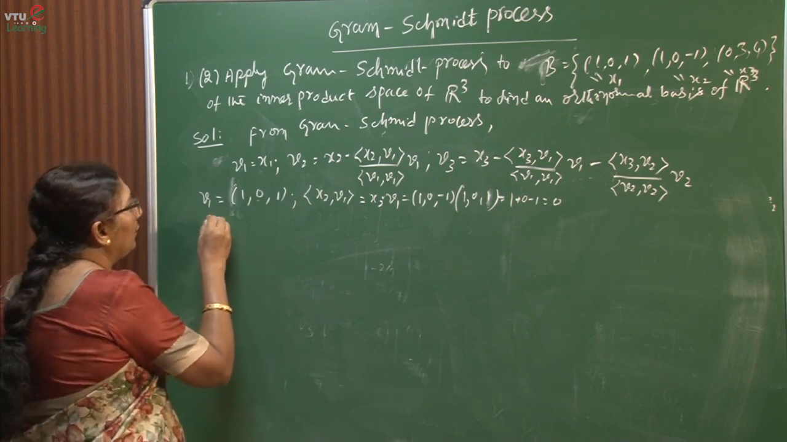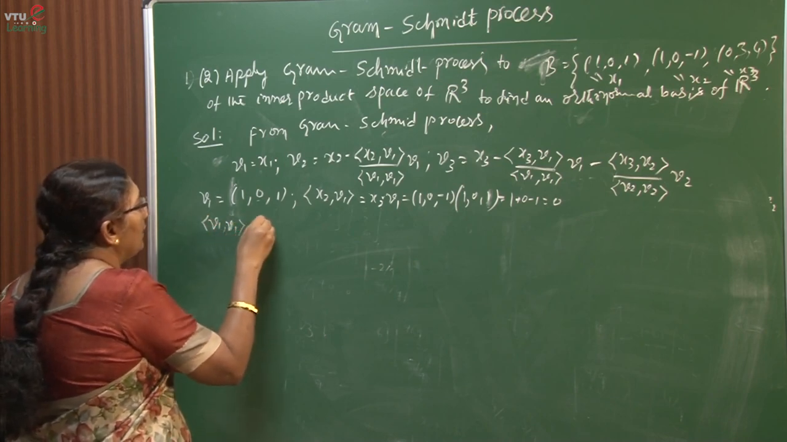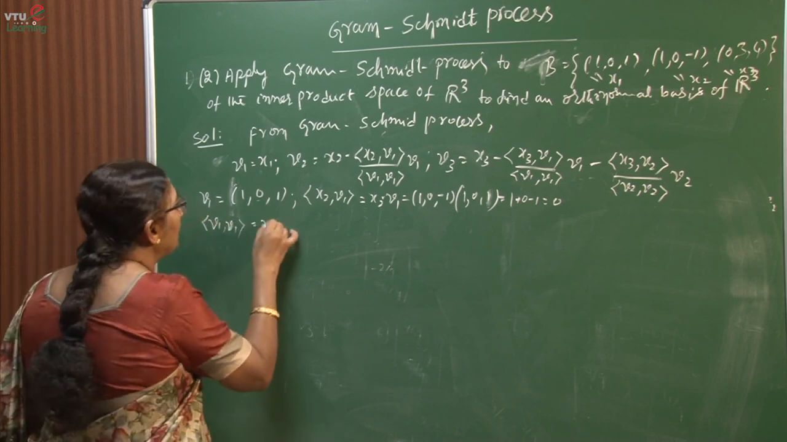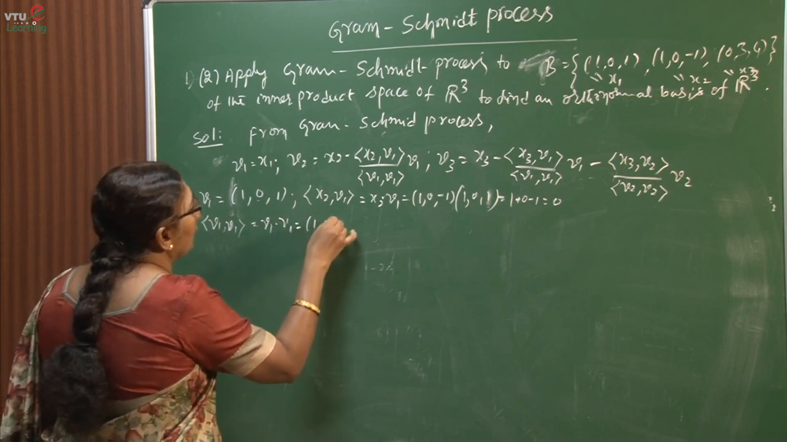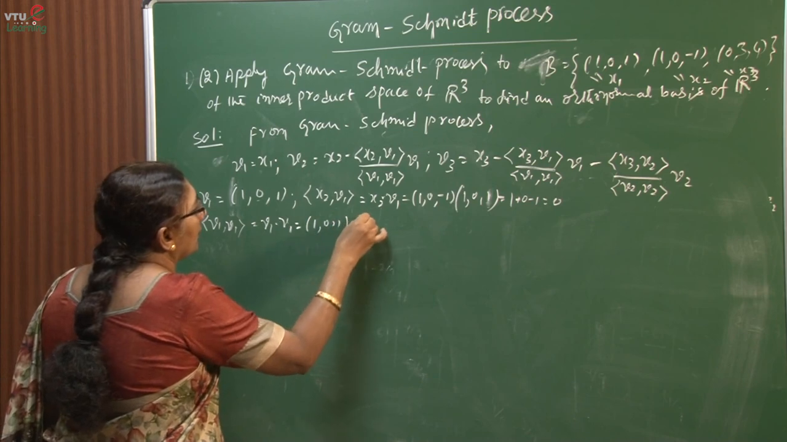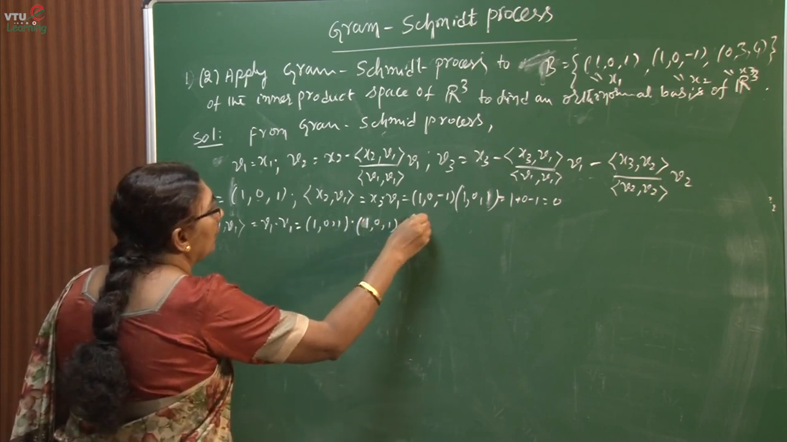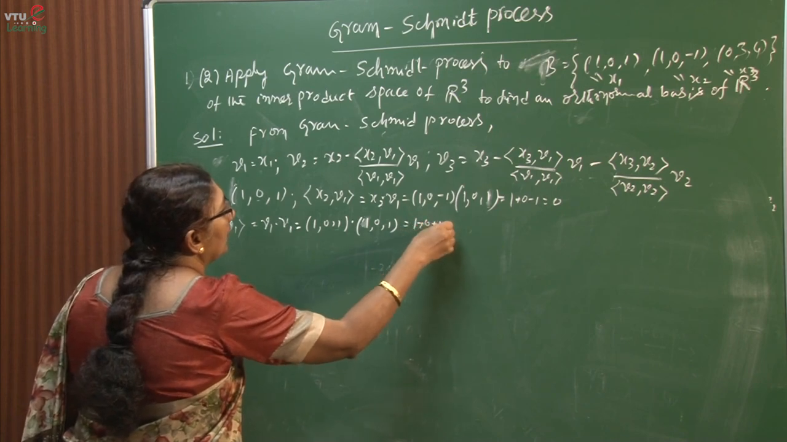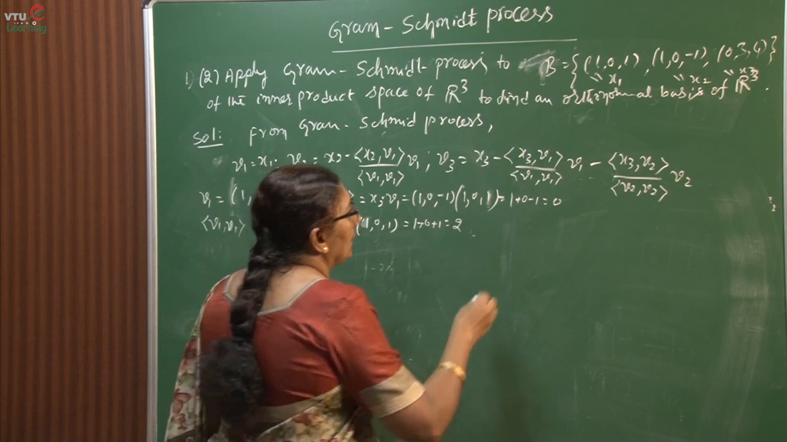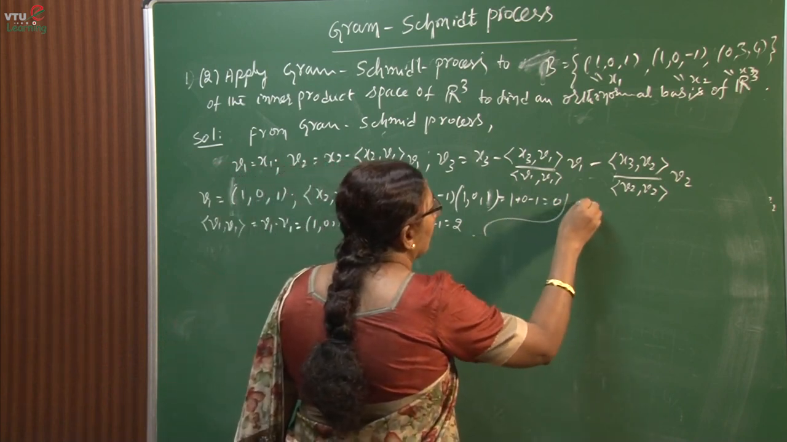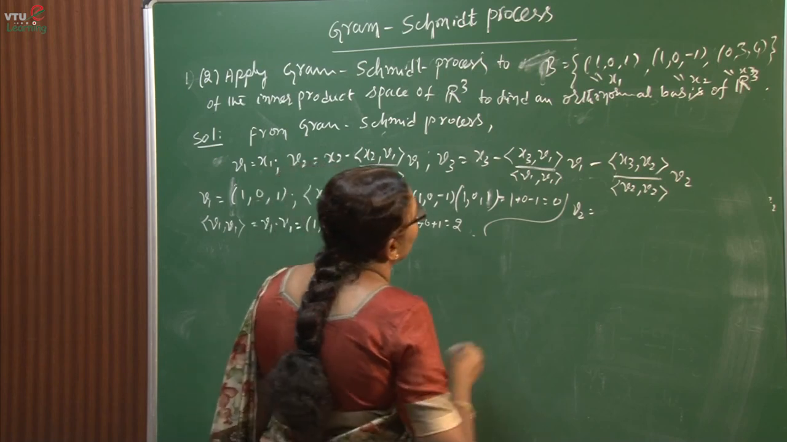And next, we move to the inner product of v1 comma v1. That is v1 dot v1, which is (1, 0, 1) dot (1, 0, 1). We get 1 plus 0 plus 1, which is 2. Now, from this, what is v2? v2 is nothing but x2. What is x2 here?